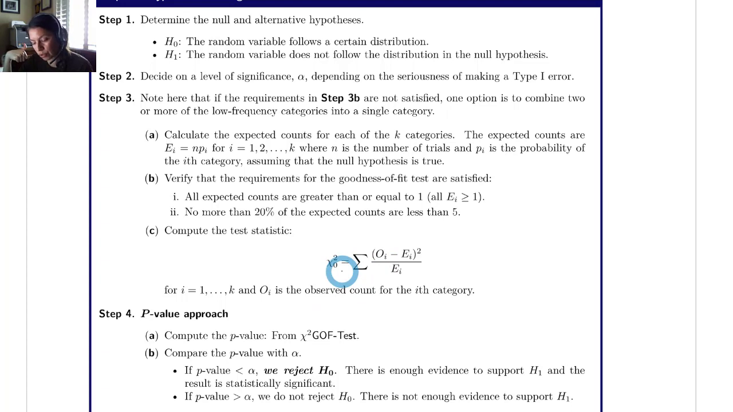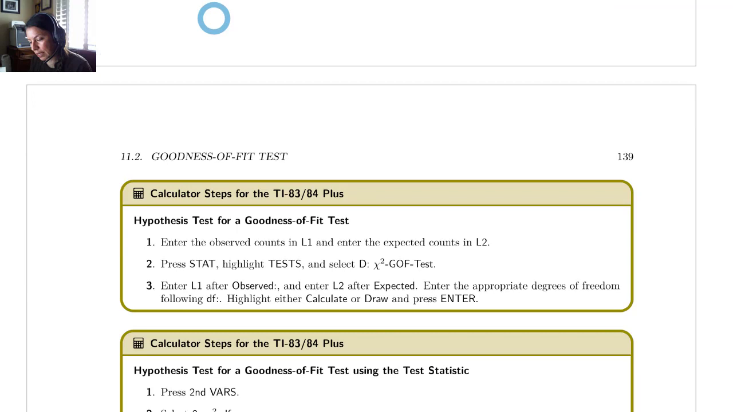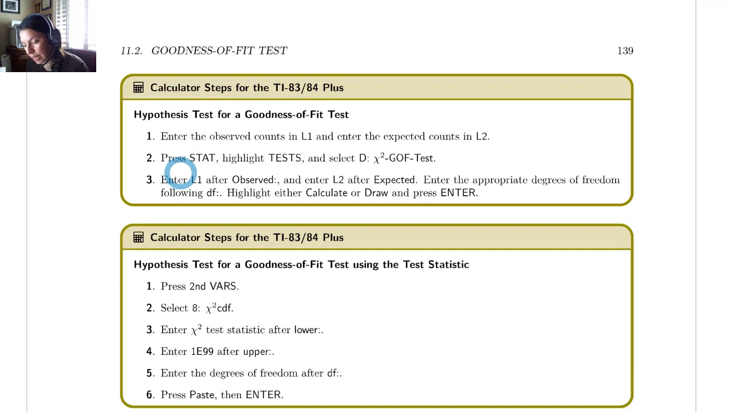For the p-value approach, we'll use the calculator for the goodness of fit test, GOF. Then same process: if the p-value is less than alpha or greater than alpha, we reject or do not reject. And then the conclusion, we just interpret in terms of the claim. Okay, so we have a goodness of fit test. Go to stat, test, and goodness of fit test. The first thing you'll have to do is put in the observed counts from a sample and then the expected counts, and then we'll conduct the test.